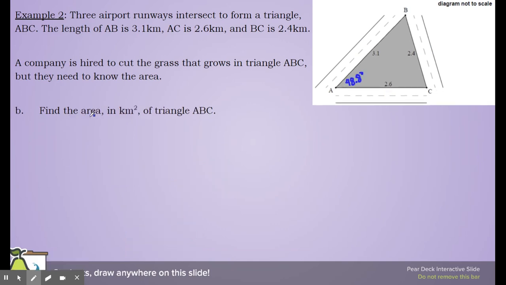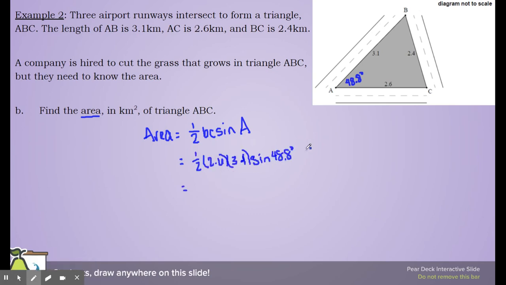And part B, finding the area of triangle ABC in square kilometers. Since I just found angle A, instead of using the exact formula that's given to me in the formula booklet, I'm going to switch up my letters a little bit here. So I'll still use the 1/2, but since I'm using angle A, I'm going to focus on side b and side c, and then the sine of angle A. So again, I'll sub in what I know and then go to my calculator.